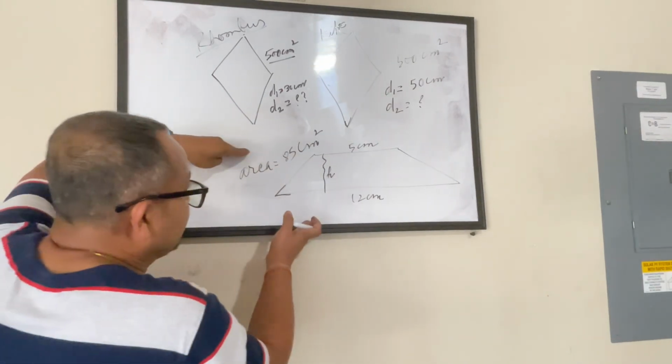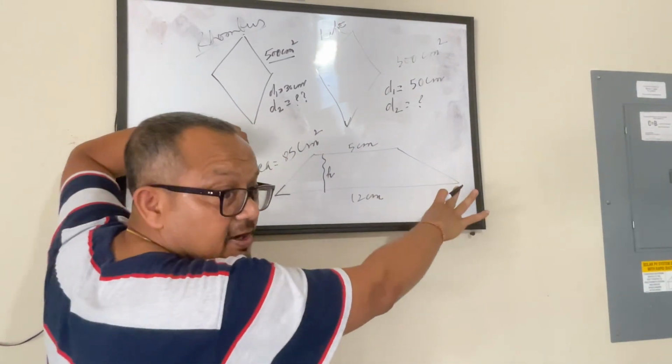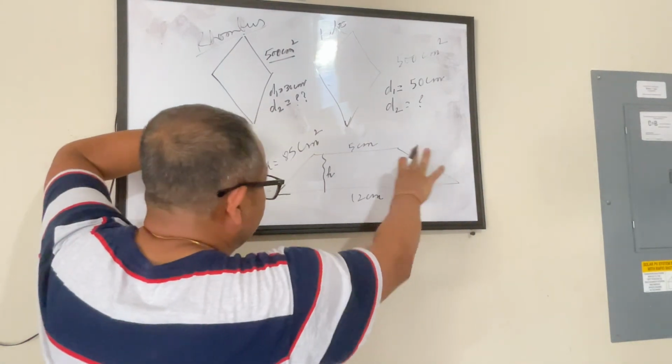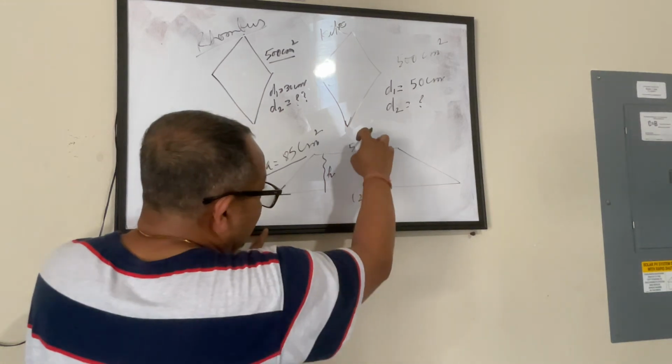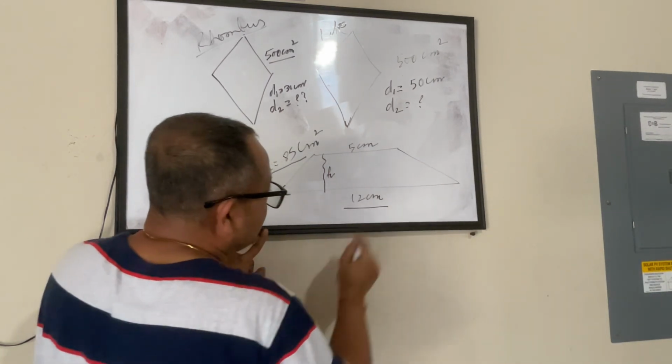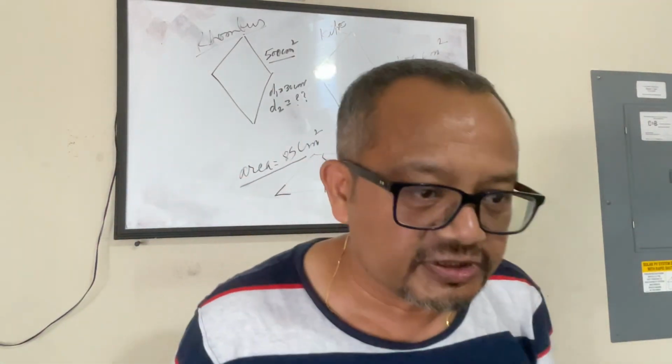And the second question is, I have a trapezium whose area is 85 centimeters square. One of the parallel sides is 5 centimeters, the second side is 12 centimeters. Find out the height.